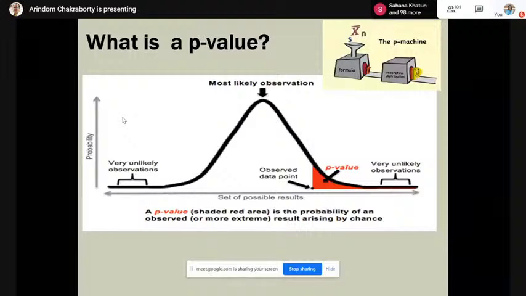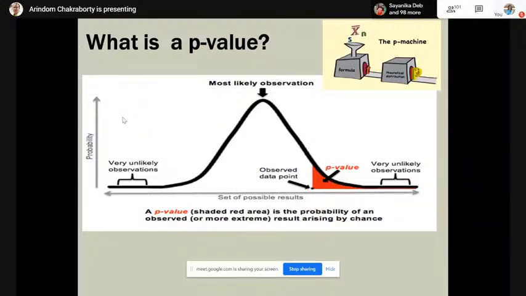Okay, so this is the formal definition of p-value. A p-value is a shaded area, the probability of an observed result arising by chance. So what is the probability that the value we got is there just because nothing except the chance factor is working.